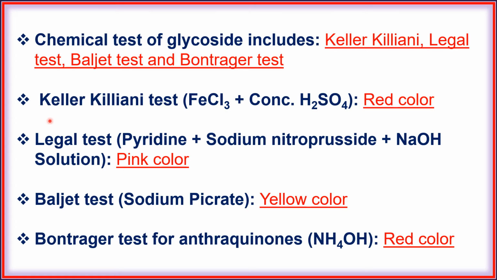Next, Keller-Killiani test: addition of ferric chloride and concentrated sulfuric acid gives red color. Next, Legal test: addition of pyridine with sodium nitroprusside and sodium hydroxide solution to the drug gives pink color. Next, Baljet test: sodium picrate solution gives yellow color. Next, Borntrager's test for anthraquinones: addition of ammonium hydroxide gives red color.